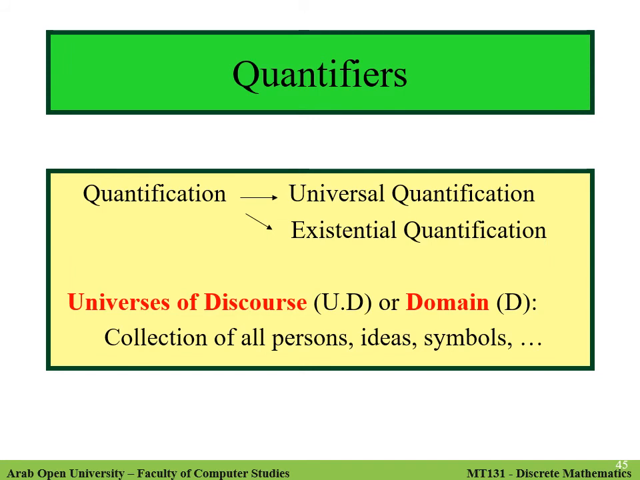Universal quantification. This is when you say for all the values in the domain. The other one is the existential quantification. This is when we say that there exist values in the domain where the statement is true. So we will see those two quantifications, and we will use them to make statements about the truth values of a predicate.